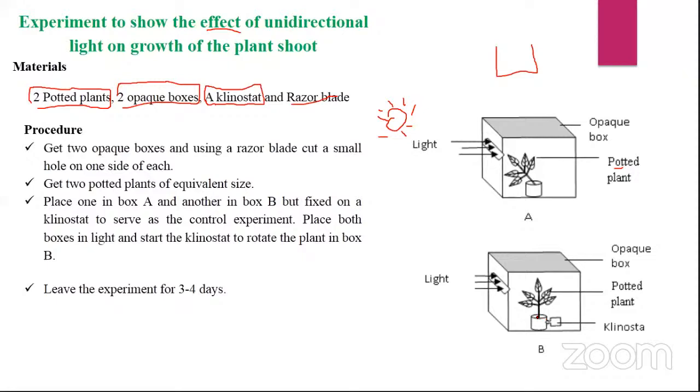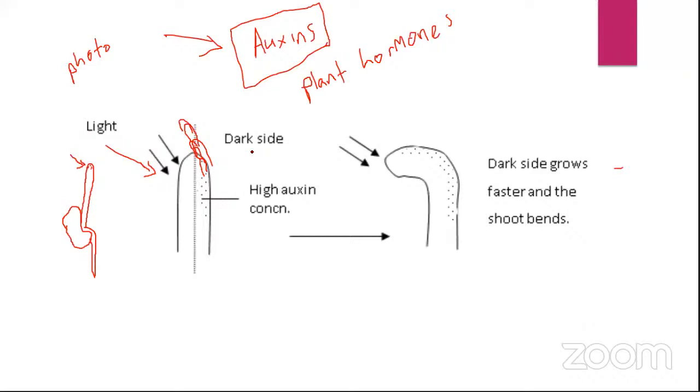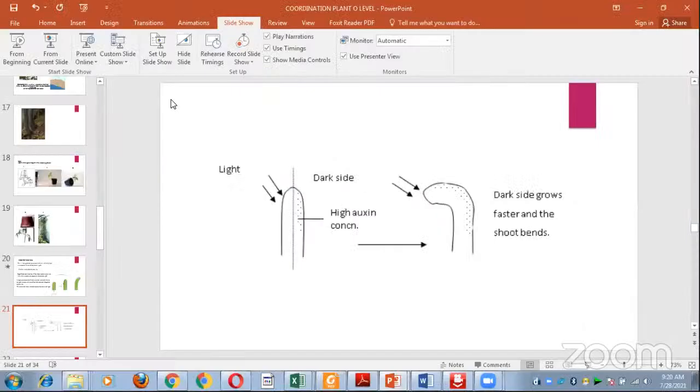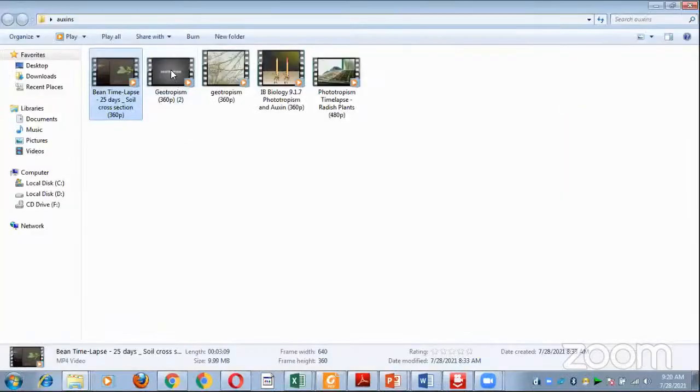One plant is going to be placed on a clinostat, and this clinostat is going to be rotating. As light is entering through this hole, all the sides receive uniform light. But this other plant is not rotating, and it's going to grow towards light, following the same principle of auxins. Now, let me show you this small experiment a little bit. I want you to follow this experiment.